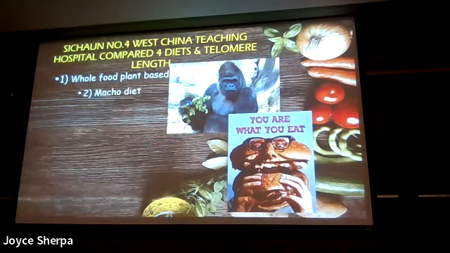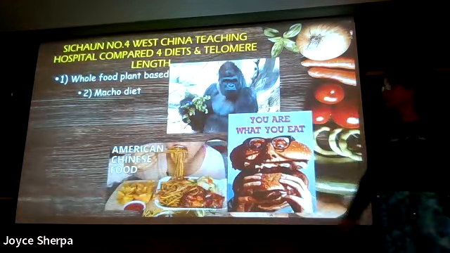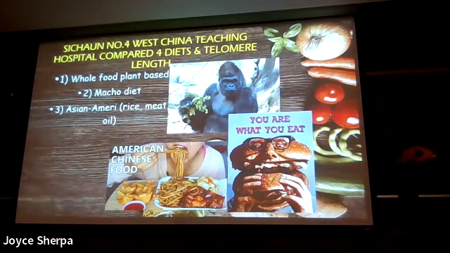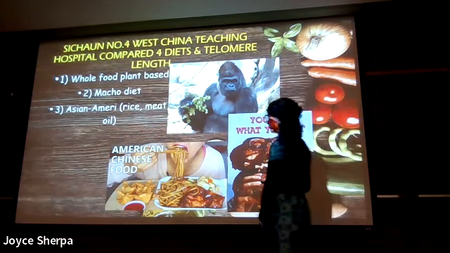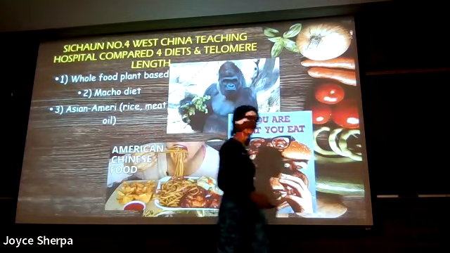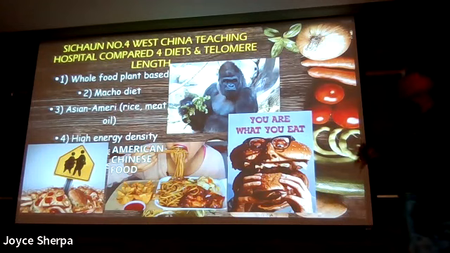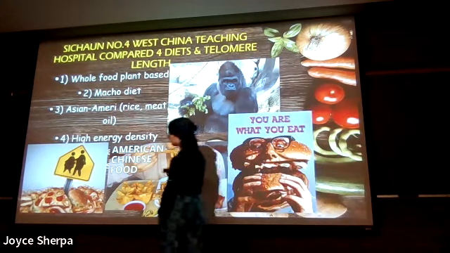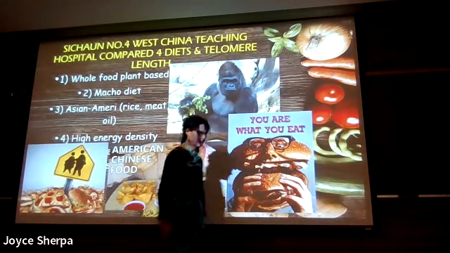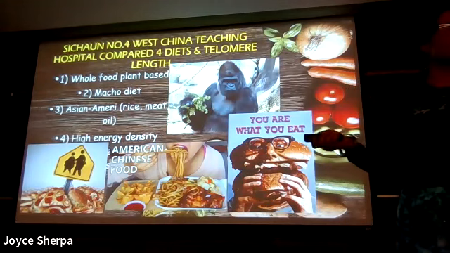The second one they called the macho diet, which was eating like an American, pretty much like fast food. The third diet was the Asian American diet, which has become extremely unhealthy, just coated with oil and sugar. I don't know what happened to Asian restaurants, but in the past 20 years they are just like pure oil. And number 4 is the high energy density diet, which is the highly processed carbohydrate and meat diet.